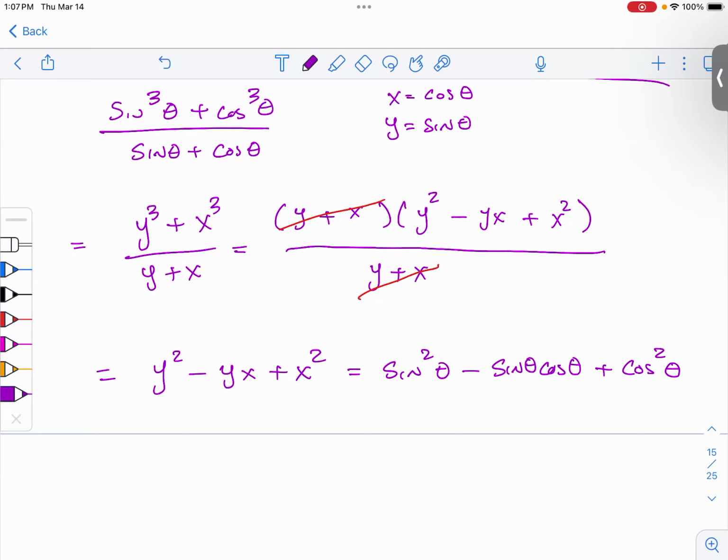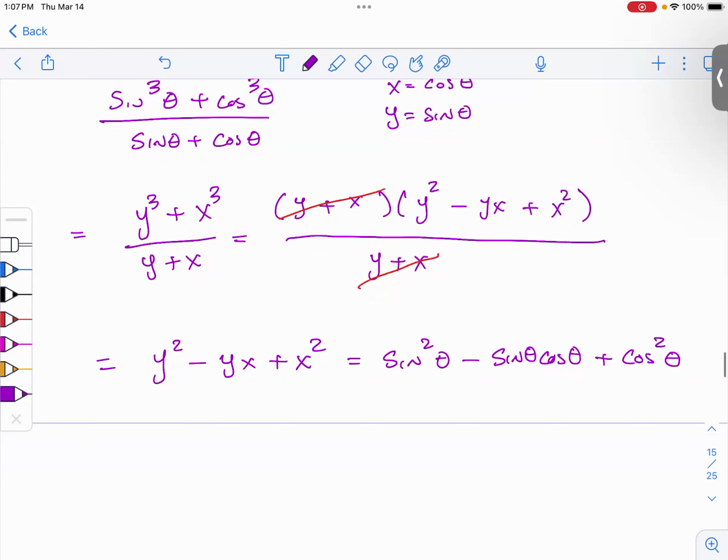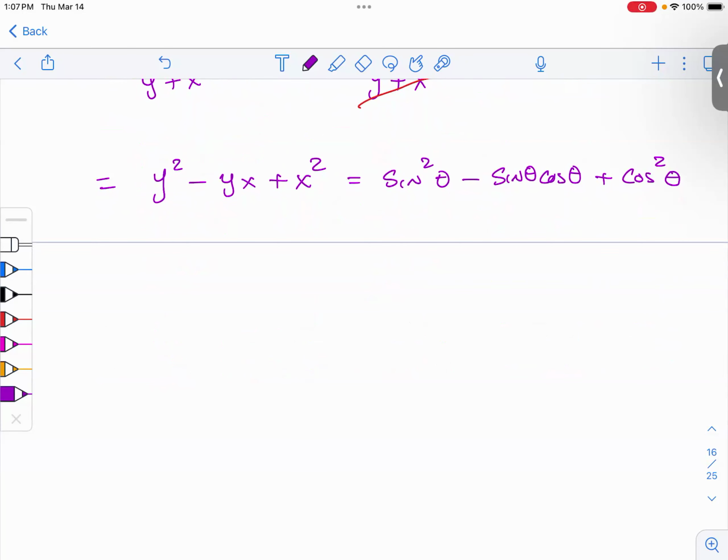And now that I'm back to sines and cosines, I can see if I can identify anything. What do we see there? The fundamental identity. You saw in your quiz that we used one of the other fundamental identities, and we use those as well, but the fundamental identity should always be first in your mind whenever you have stuff being squared. So sine squared plus cosine squared is 1. So I end up with 1 minus sine theta cosine theta.